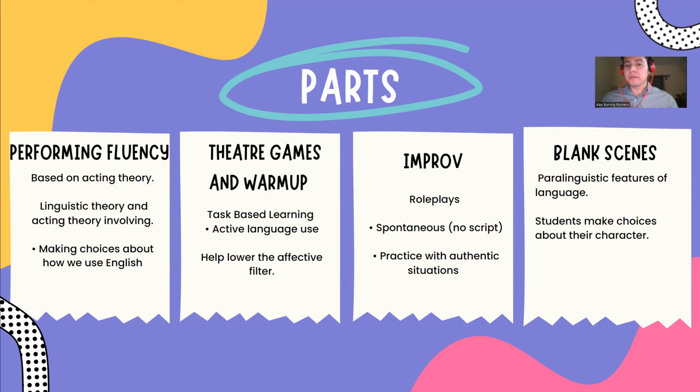Okay, well, in this paper, we have 4 main parts. The first one is performing fluency. This part is like the beginning. It is based on the acting theory that actors use to prepare themselves. It's going to be a relation between the linguistic theory and the acting theory. And in this part, students are going to make choices about what they know in English and how they are going to apply or use it.